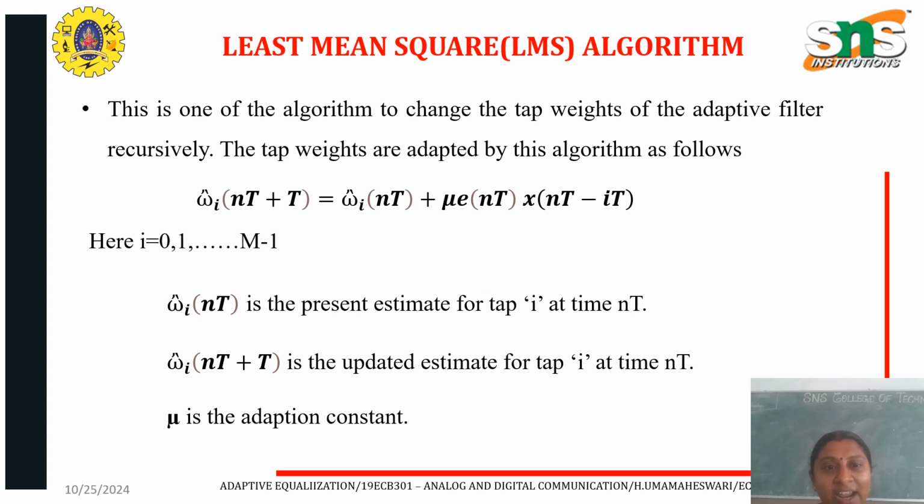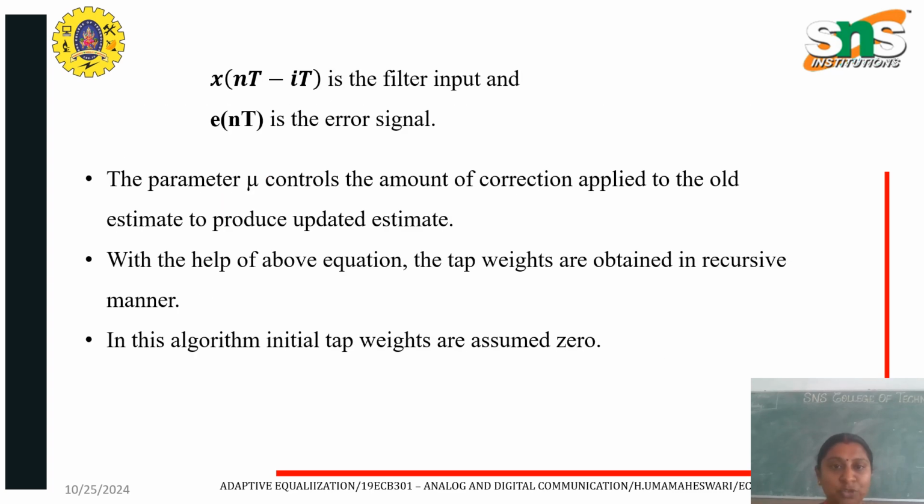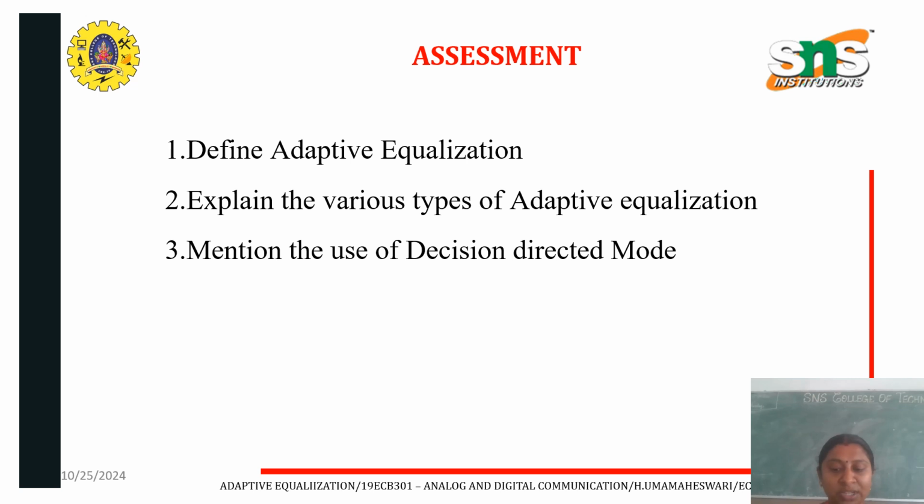The least mean square algorithm is used to change the tap weights of the adaptive filter recursively. The tap weights are adapted by this algorithm as follows, where w_i(nT) is the present estimate for tap i, then the updated estimate, where mu is nothing but the adaptation constant. In this algorithm, the initial tap weights are assumed to be 0.